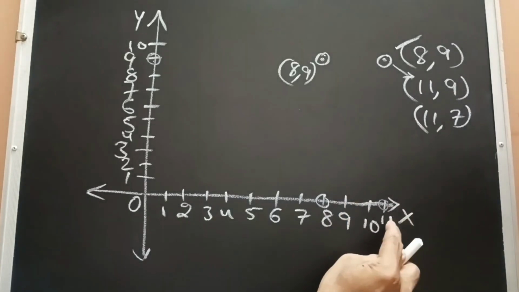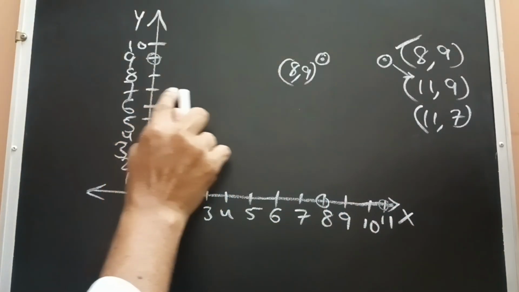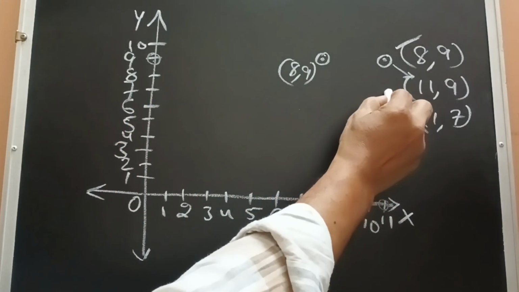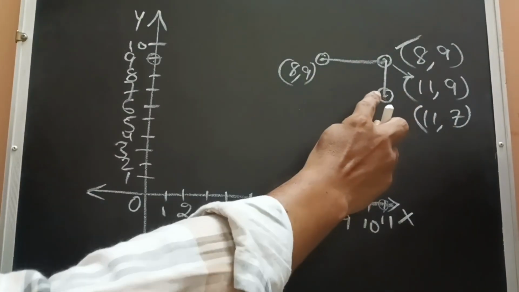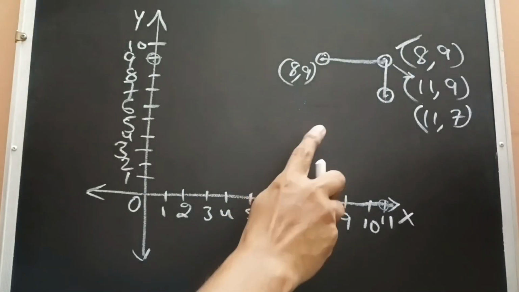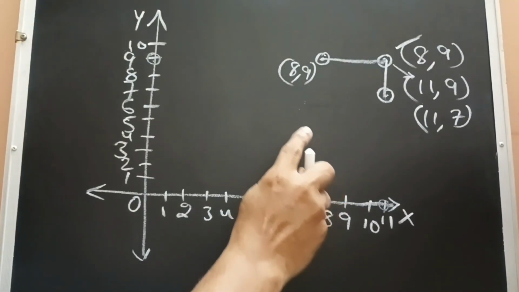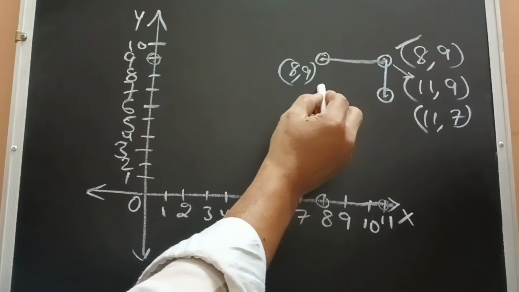Where is 11 comma 7? This is 11 and this is 7. Where do these two intersect? Here. This is 11 comma 7. These are the 3 feet of a study table. Now we have to find out the fourth foot of the table. Where could it be? So it could be here.